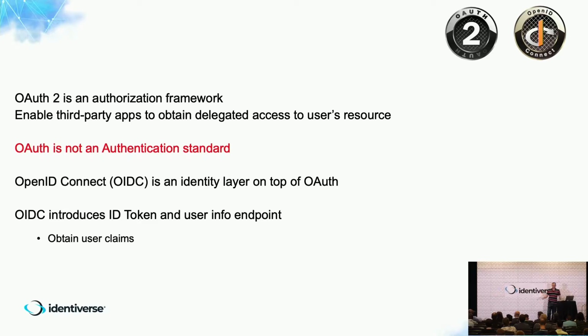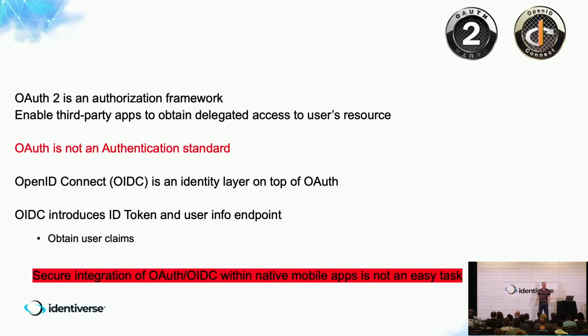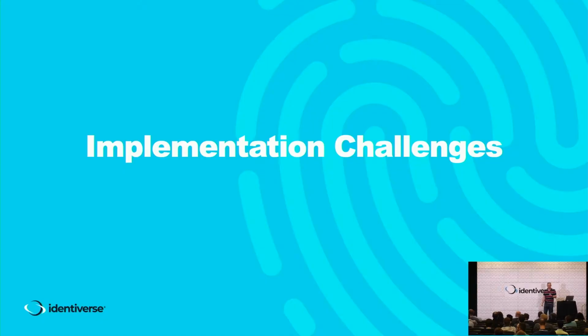Again, probably a lot of people in the room already know this. OAuth2 is an authorization framework. It enables third-party apps to obtain delegated access to users' resources. It's not an authentication standard, and we have OpenID Connect that layers on top of it, and that introduces the ID token and the user info endpoint, which lets us get some information about users as well. Secure integration of OAuth and OpenID Connect within mobile apps is not a particularly easy task, at least not today.